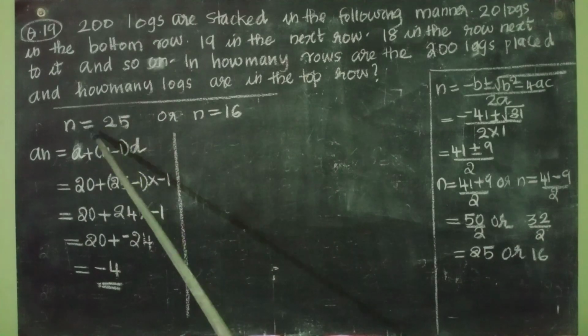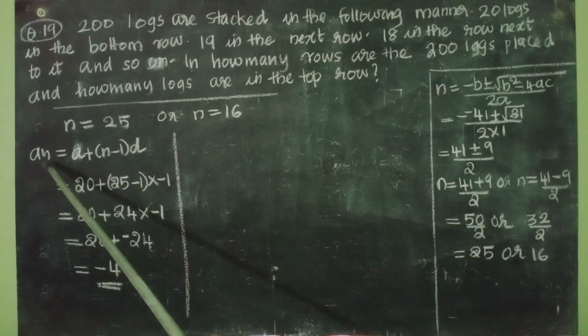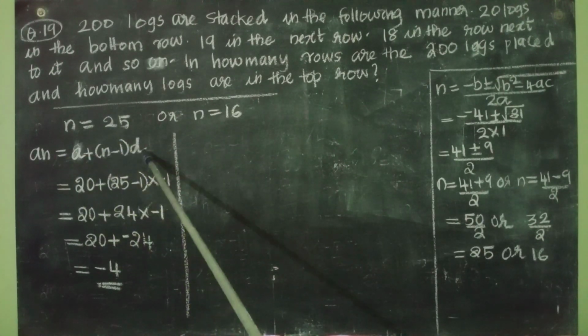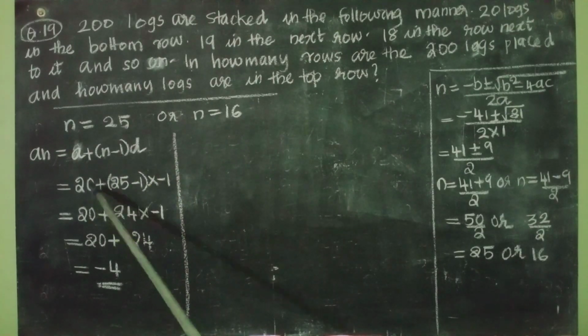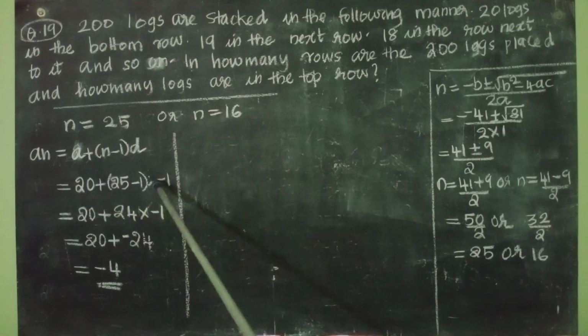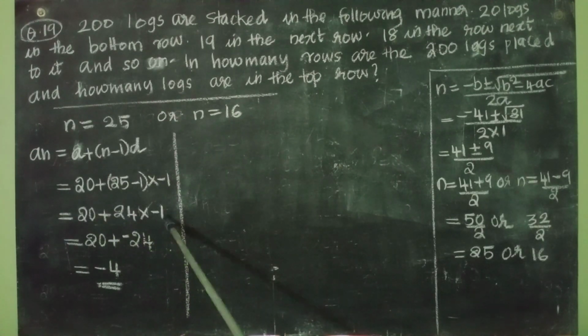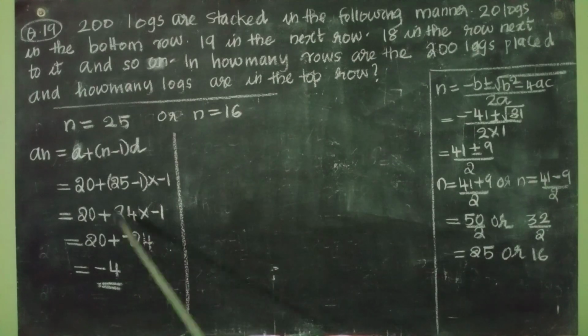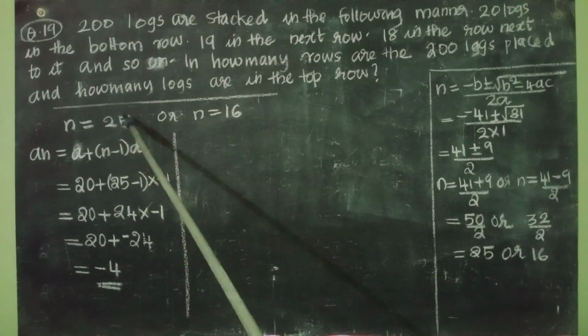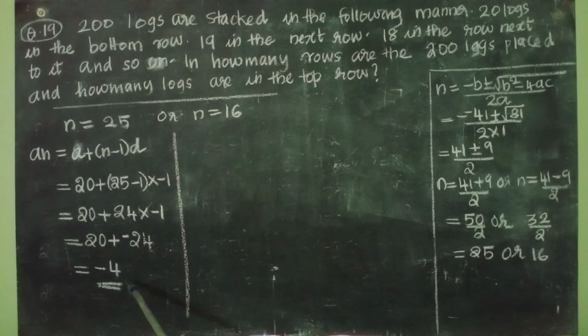If we consider the value n equal to 25, we get an equal to a plus n minus 1 into d. That is equal to 20 plus 25 minus 1 into minus 1. That is equal to 20 plus 24 into minus 1, that is equal to 20 plus minus 24, that is equal to minus 4. So if the number of rows is 25, there are minus 4 logs in the last row. It is not possible. Number of logs cannot be negative.